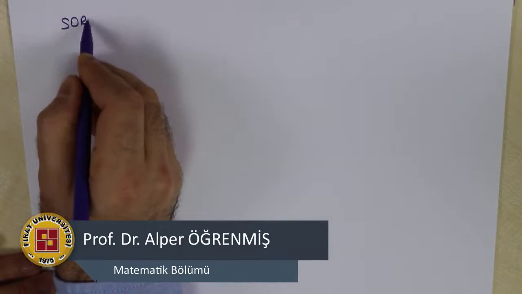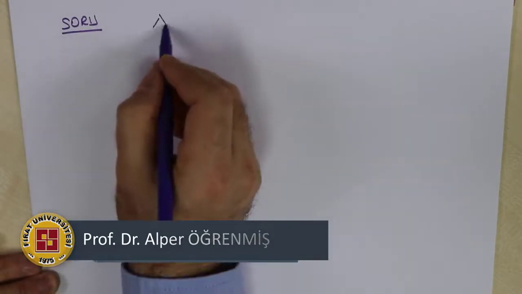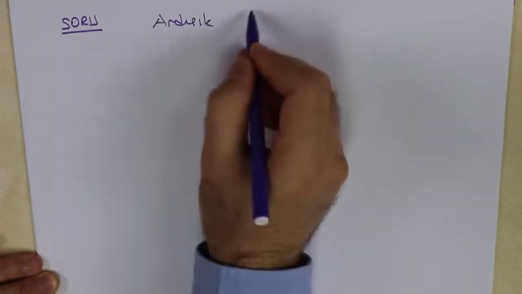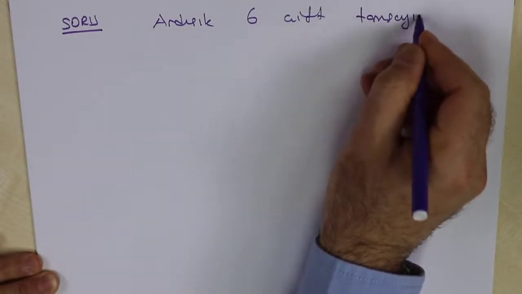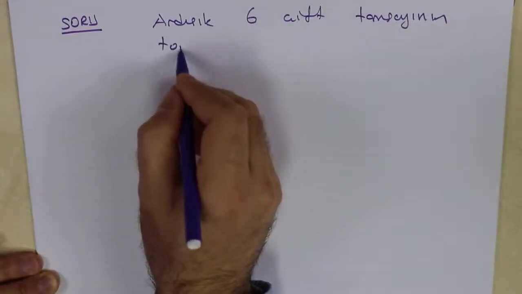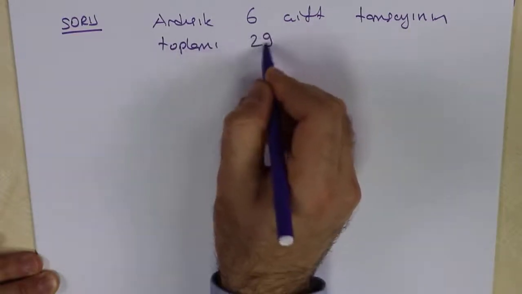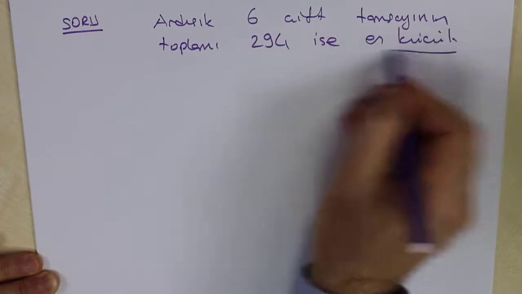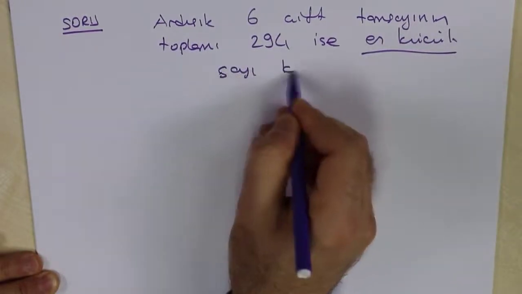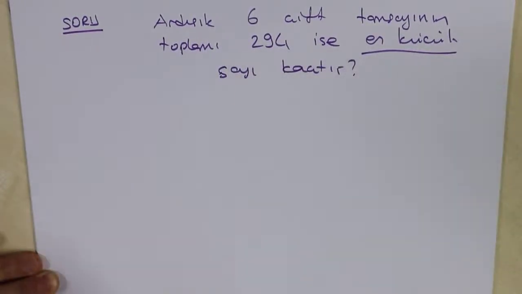If the summation of 6 consecutive even integer numbers is 294, what is the smallest number among these numbers? So we need the smallest number. We have the summation 294 and they are 6, and we need the smallest.